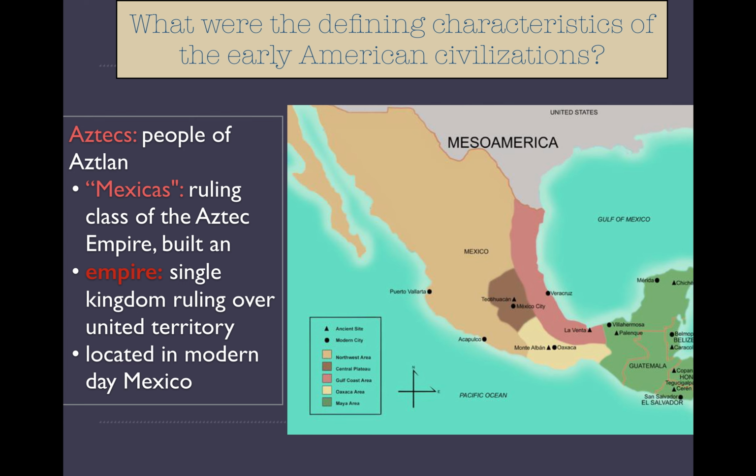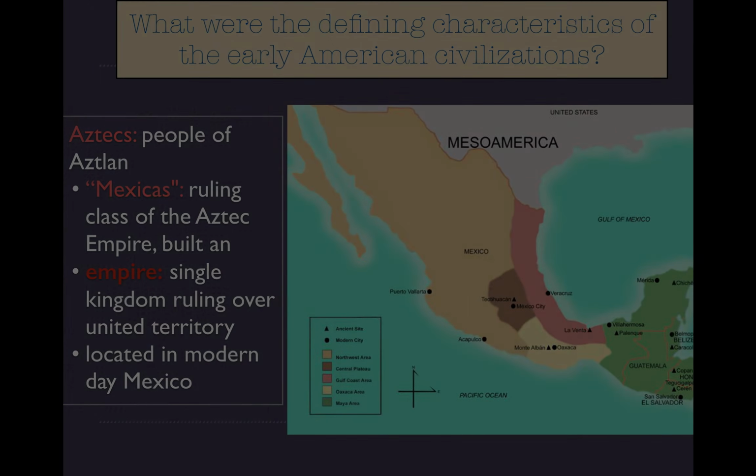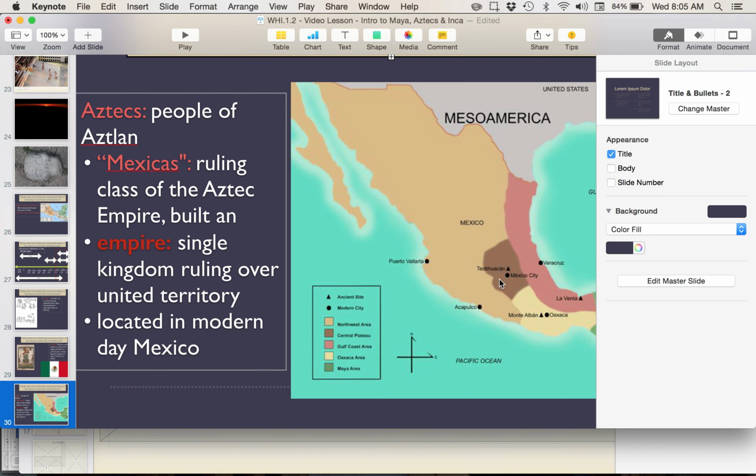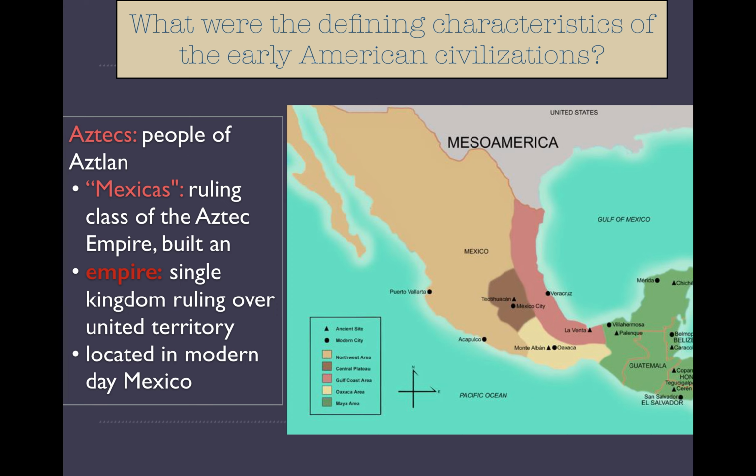So let's get us acquainted with ourselves on a map. Again, here we are in Mexico. I'm going to use my arrow for a minute. You can see that here's what's modern-day Mexico City, where the Aztecs began. The Aztecs are known as the people of Aztlan, and these Mexica were the ruling class people of the Aztec Empire. Notice that I said before the Maya were independent city-states. The Aztecs actually created a full-on empire, which is a single kingdom ruling over all of this united territory. So we don't have independent kingdoms with kings. We have one king ruling over this entire Aztec empire.